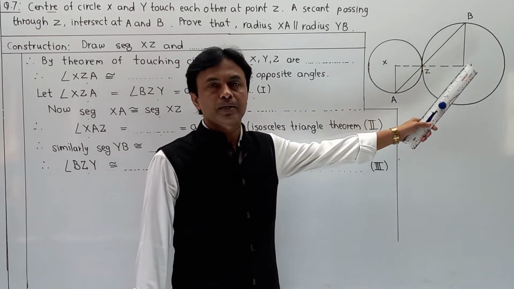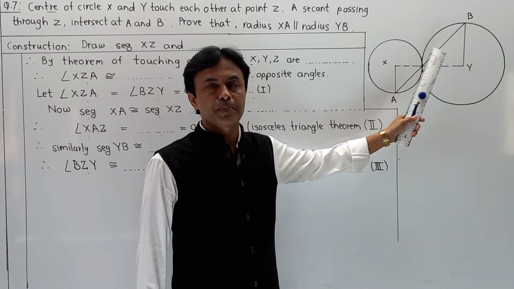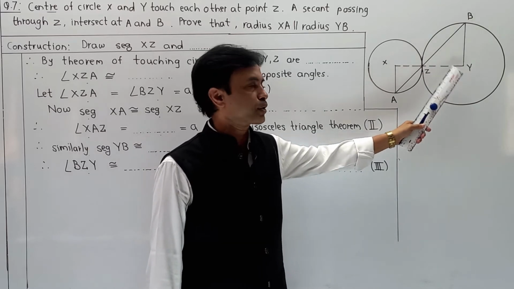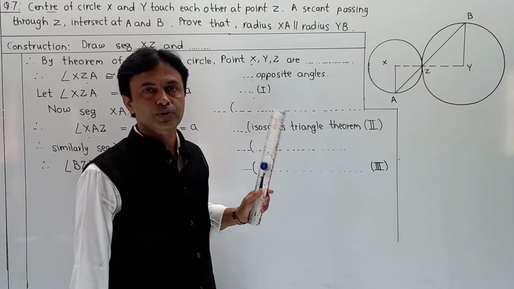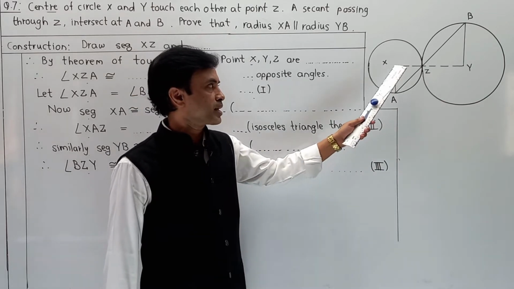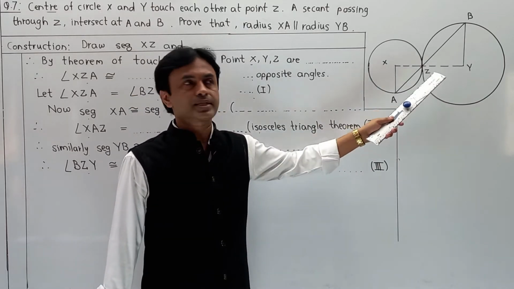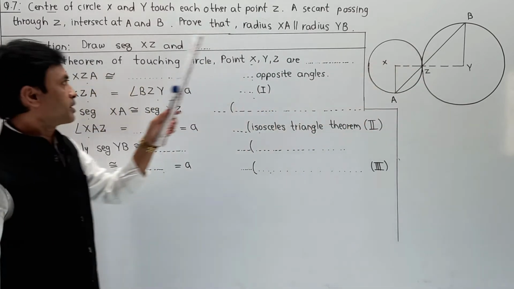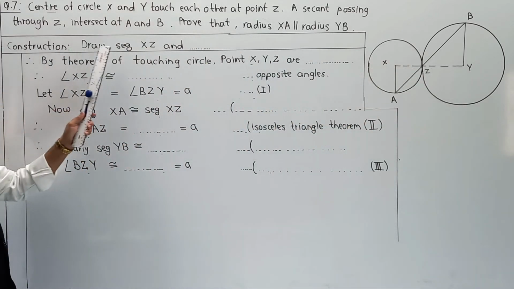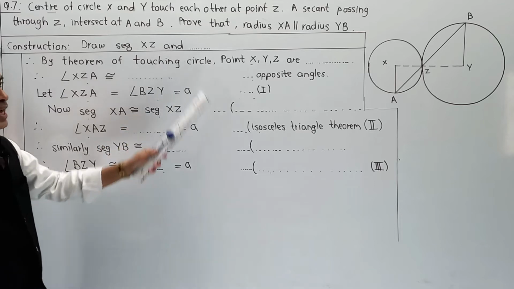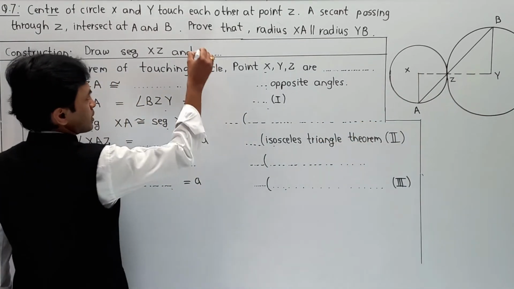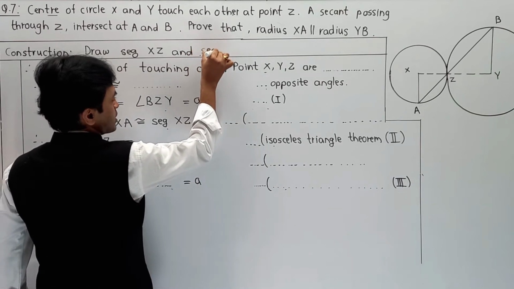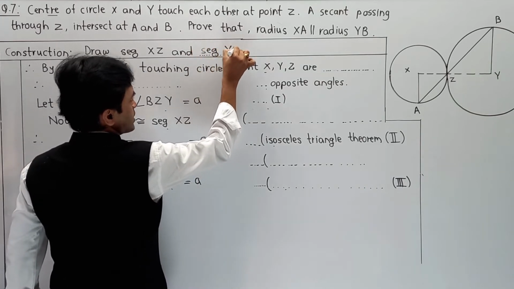Now, whatever we have explained over here, we are now going to put all of it in the form of fill in the blanks, and the data as given in the textbook. Here X and Y are the two externally touching circles at point Z. Their first construction is to draw segment XZ and segment YZ.